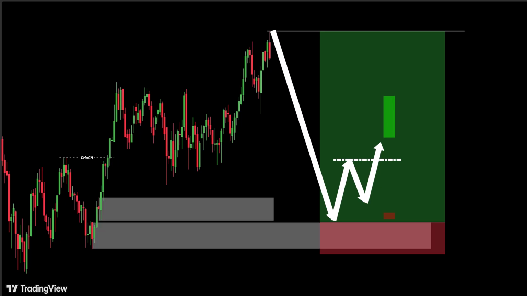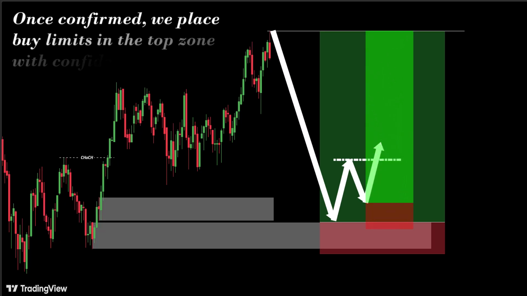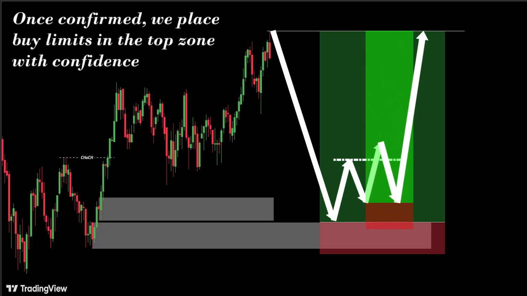From there, we can take a pullback entry towards our target. Once confirmed, we place buy limits in the top zone with confidence. But our main limit order stays at the extreme zone for maximum safety and profit potential.